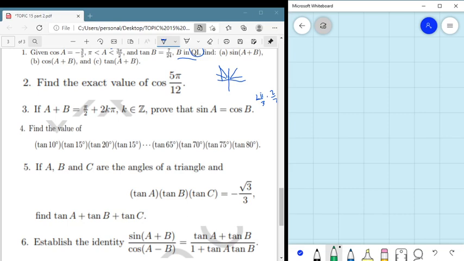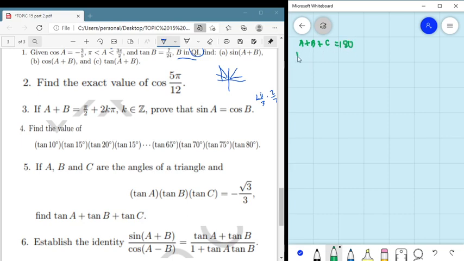If A, B, and C are angles of a triangle, and tangent A, tangent B, tangent C is equal to negative square root of 3 over 3, find tangent A plus tangent B plus tangent C. Okay, so we'll learn that in a triangle, the sum of the 3 angles is equal to 180. So therefore, angle A plus angle B plus angle C is equal to 180.